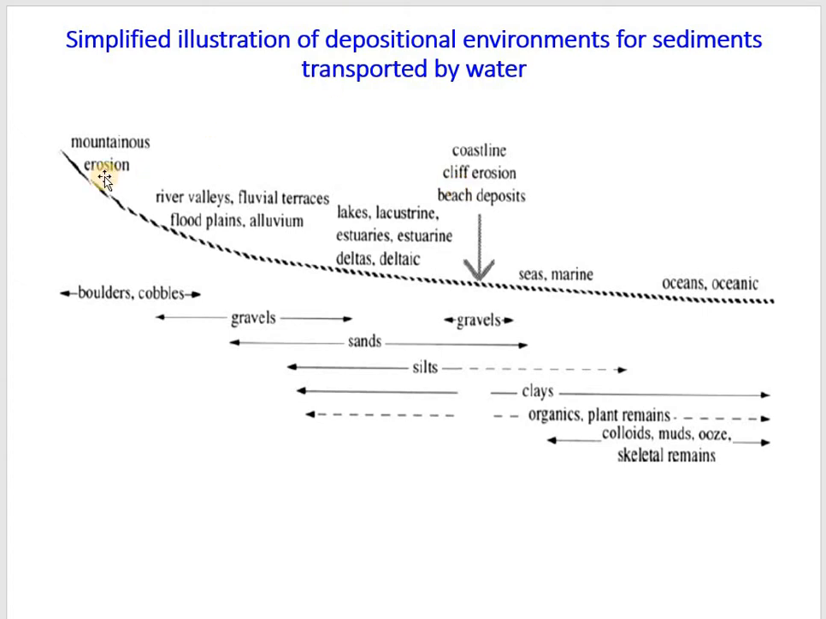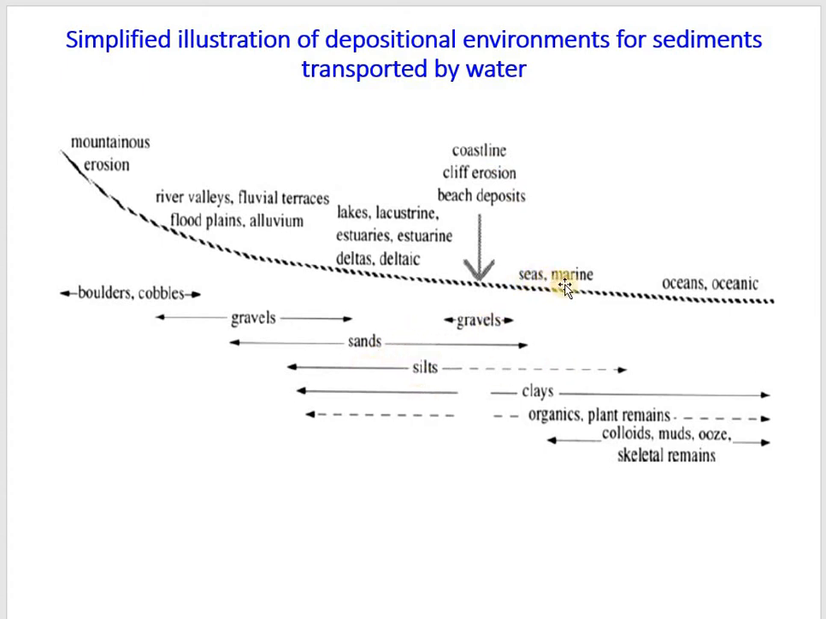If you look at the mountainous erosions, mostly they are boulders and cobbles which come from there. Then in the river valleys, fluvial terraces, floodplains, etc., you can find some gravels as well. Then in the lakes, lacustrine, estuaries, estuarine deltas and deltaic regions, you have a mixture of gravel and sand. And in the coastal cliff erosion and beach deposits, obviously you can have a mixture of sand, gravel, as well as silt.